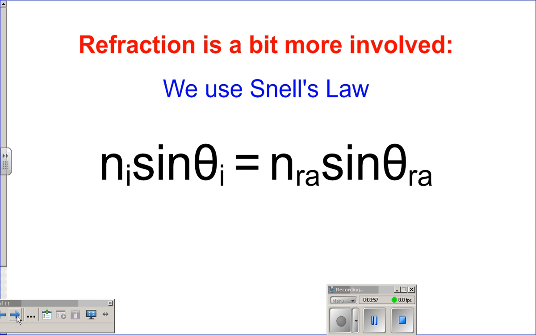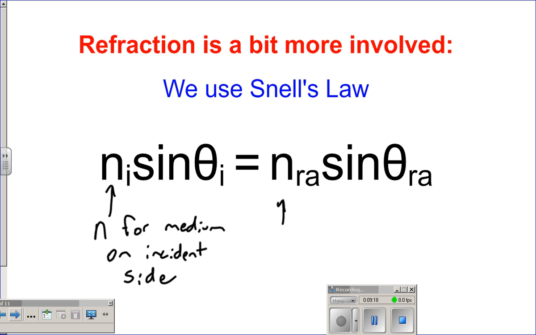You actually have to use what's called Snell's law. To do that, you need to know your two indexes of refraction. This is n for the medium on the incident side. In other words, whatever your beam of light is starting in. And then this is on the refracted side, whatever the light's going into. Okay, and then there's two angles. This is your angle of incidence, which you already know. This is your angle of refraction.